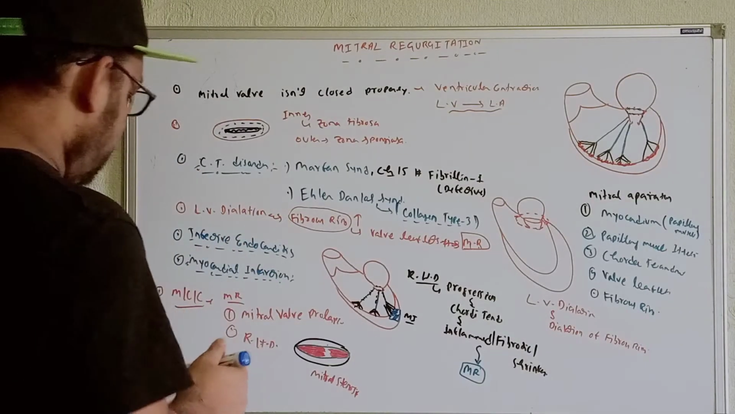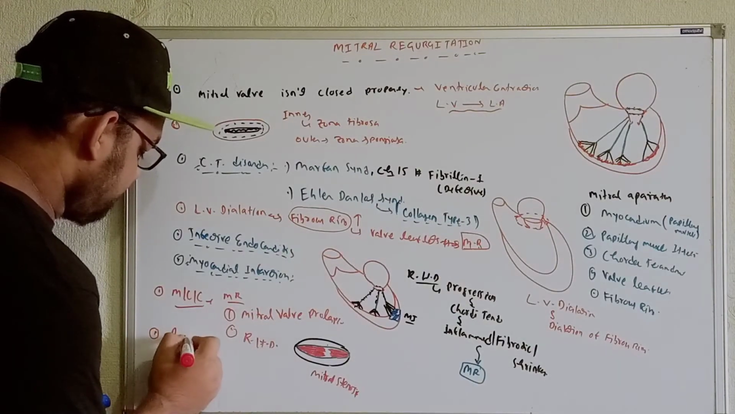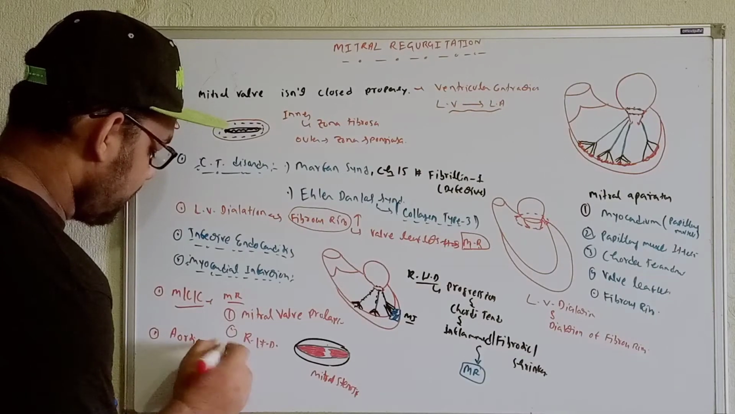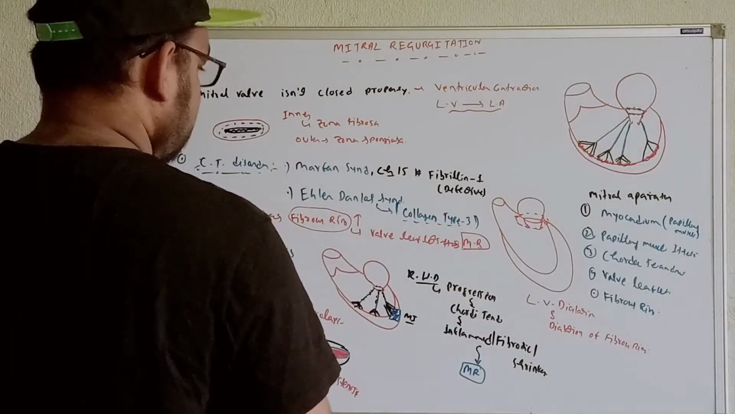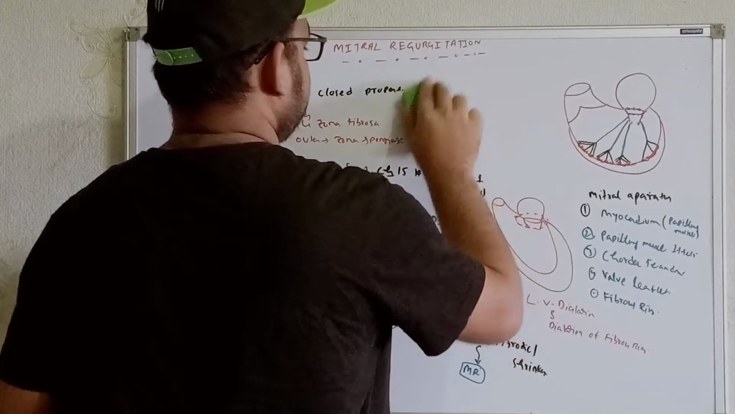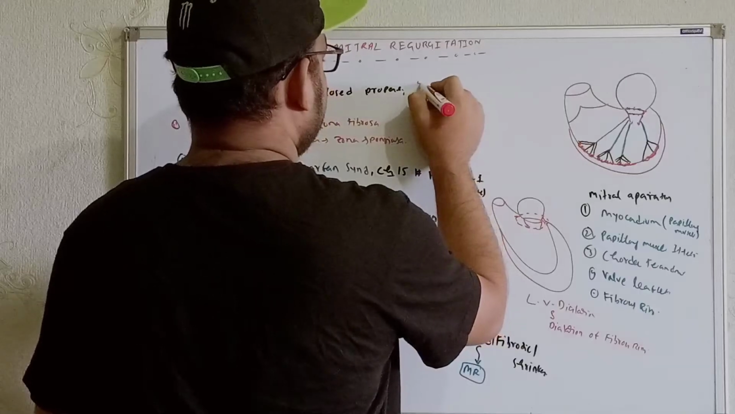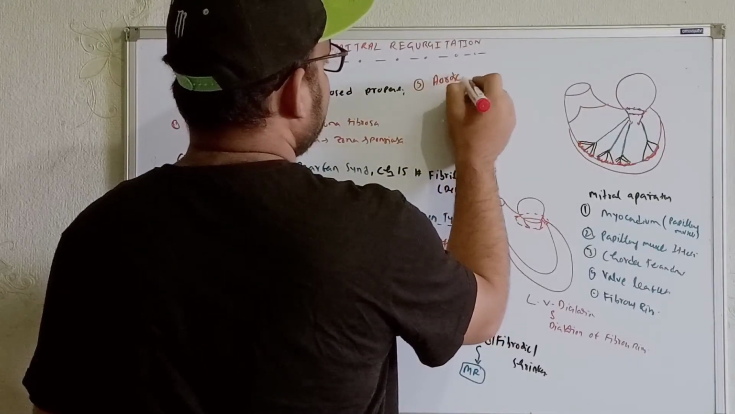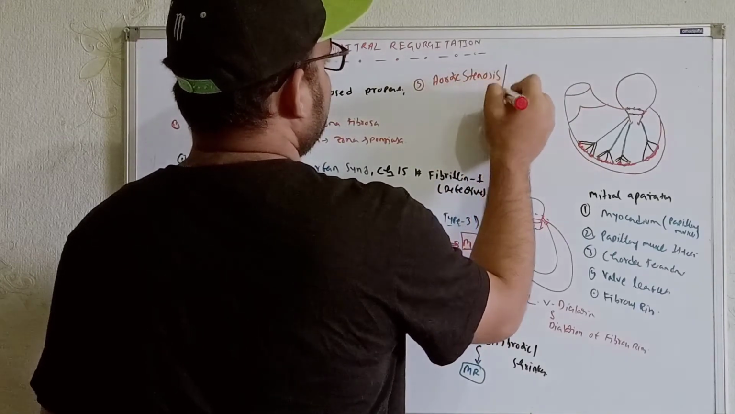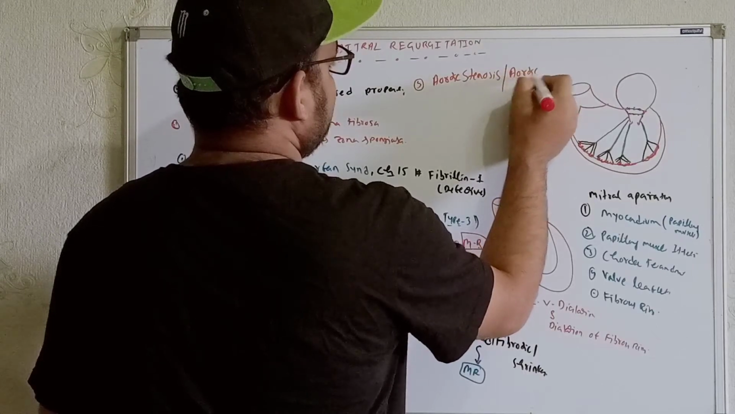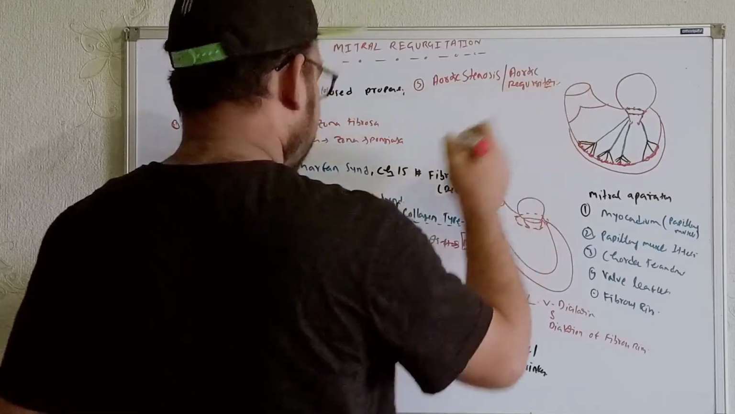In terms of the other causes, we can say aortic stenosis. What are the other causes that can also cause mitral regurgitations, guys? Let's talk about these things. We can see aortic stenosis and aortic regurgitations. Now, how can they develop mitral regurgitations? Let's talk about that.